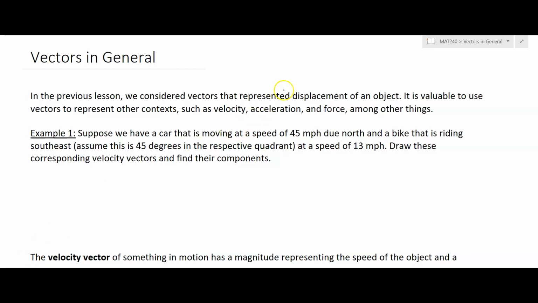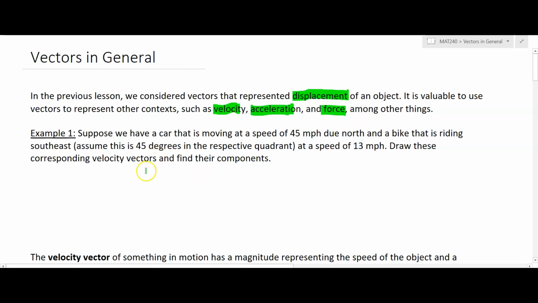In the previous lesson, we looked at vectors that represented displacement, which was a measurement of some sort of distance. Therefore, if we summed two displacement vectors, we were able to find the total displacement, or the net displacement. But we can represent other things such as velocity, acceleration, and force, among many other things. Vectors can also represent flow of some sort of stream or current.